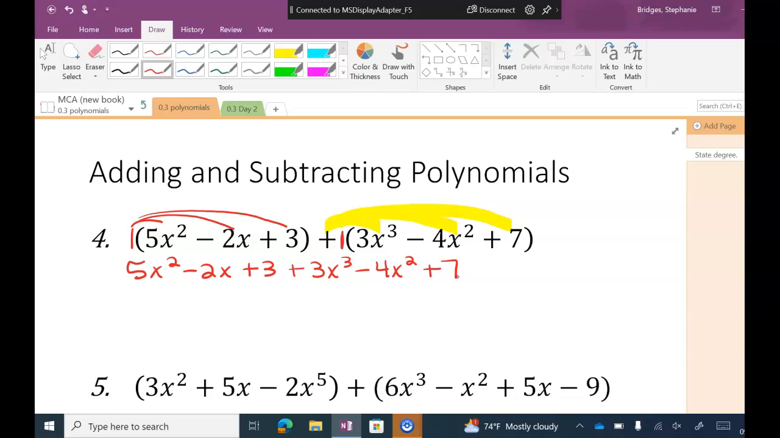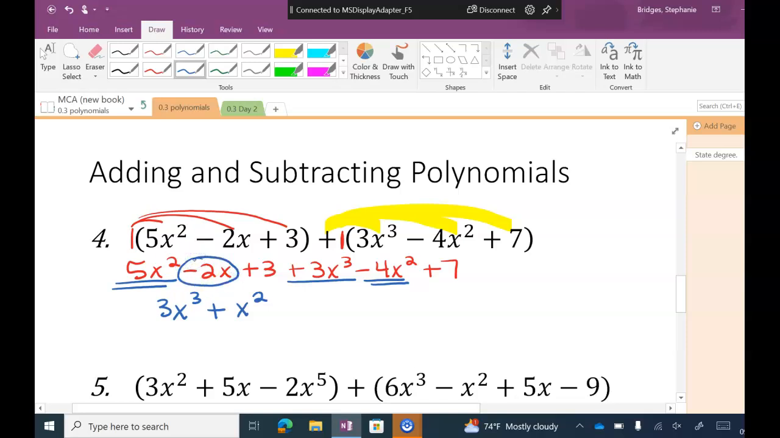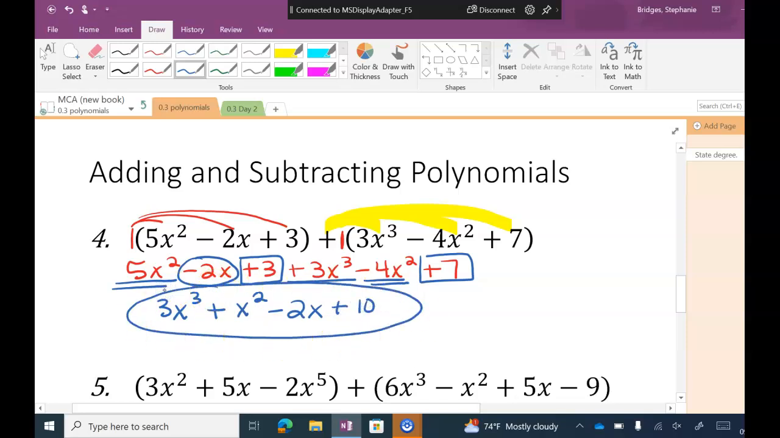So let's see, I've got my highest degree is a positive 3x to the third. That is the only x to the third, so I'm going to write that first. Then I have a positive 5x squared and a negative 4x squared, which is going to give me a positive 1x squared. Then I have a negative 2x, and that's the only x that I have, so I'm going to bring that down. And then I have a positive 3 and a positive 7, which combine to give me a positive 10. And so that's how I would leave my answer.